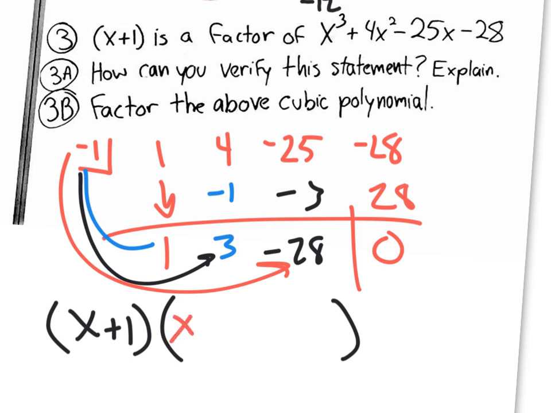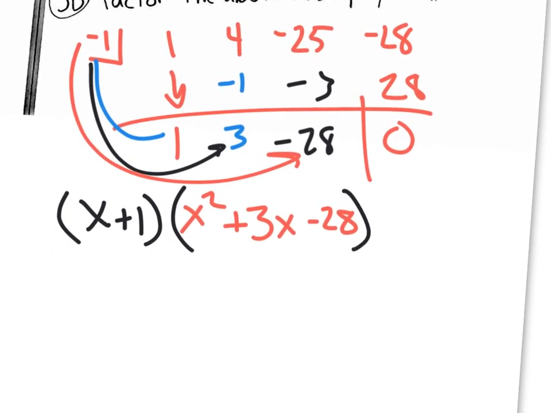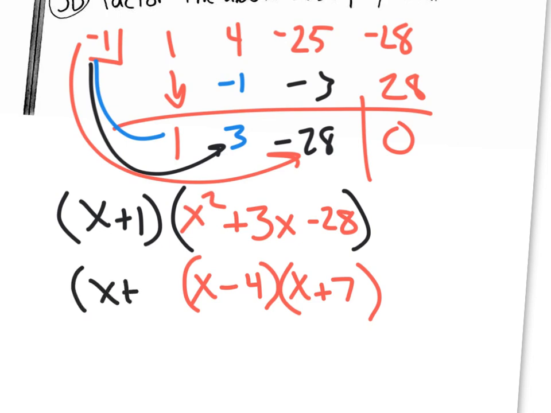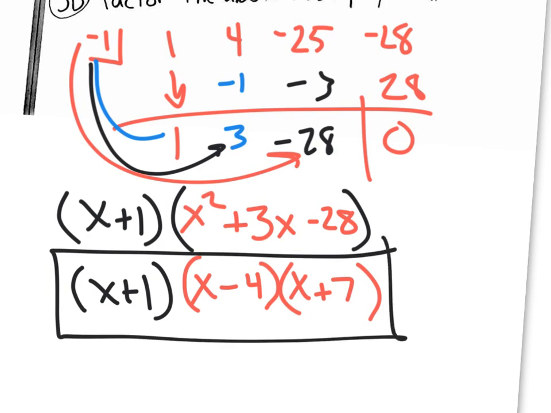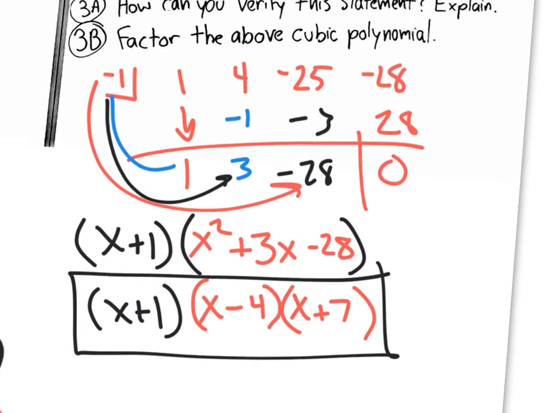So you really have an x squared plus 3x minus 28. And now the only other thing you could do is realize that you could continue factoring the x squared plus 3x minus 28. What does it become? It becomes x minus 4, x plus 7. What times what is negative 28 that if you add together is 3? There you go. Don't forget to bring down the x plus 1. And ladies and gentlemen, this is your completely factored form of the above cubic polynomial.